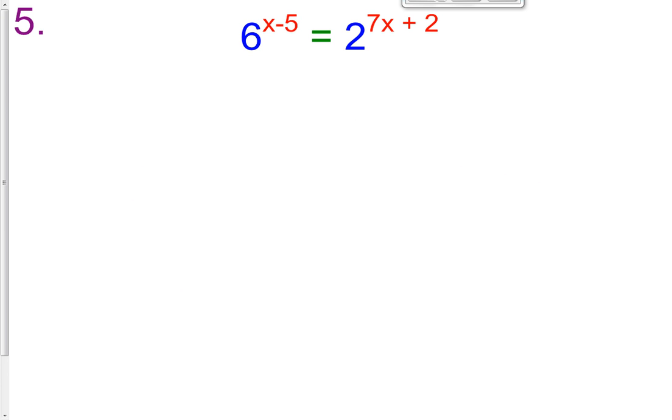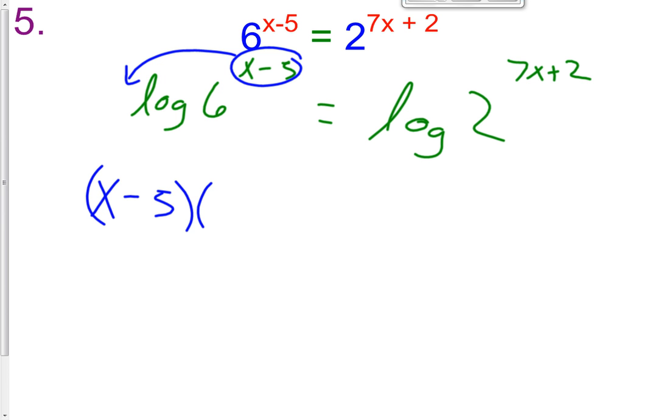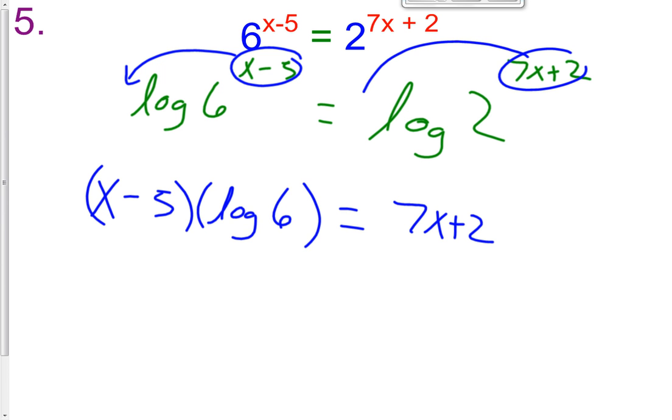Okay, problem number 5, it gets one step trickier in difficulty level, I guess. We're still going to take the log of both sides. So log of 6 raised to the x minus 5 equals the log of 2 raised to the 7x plus 2. Now we're going to use the power property again to move our exponents out in front as a coefficient. So x minus 5 is now multiplied by the log of 6, and that equals 7x plus 2, because we're going to bring this out in front as a coefficient, multiplied by the log of 2.